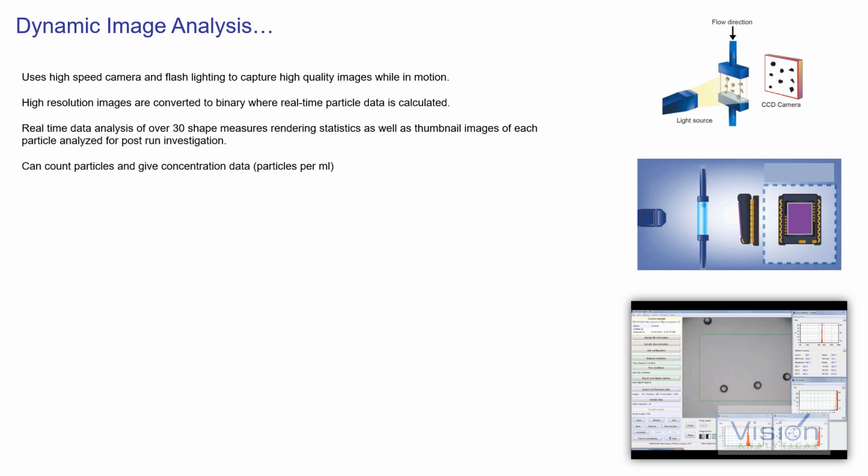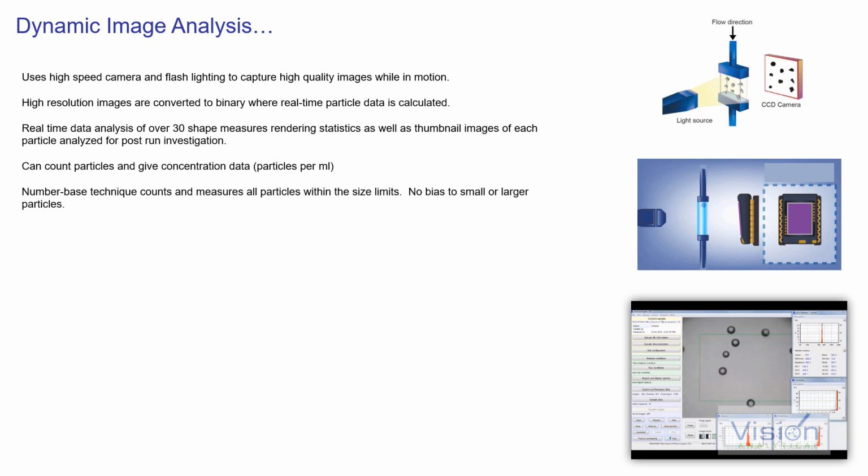Dynamic imaging, being a number-based instrument, can count and give concentration data, which is the particles per milliliter that are found. And number-based techniques will count and measure all particles within size limits, with no bias to smaller or larger particles. And the particle size distribution can be represented either in a volume-weighted distribution, similar to that of laser diffraction, or a number-weighted distribution.